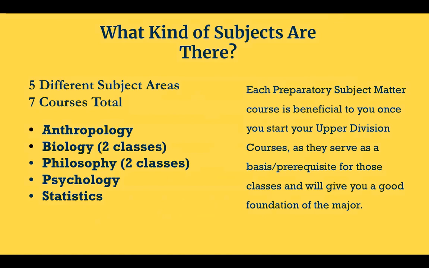There are 5 different subjects with a total of 7 lower division courses. These subjects include anthropology, biology, philosophy, psychology, and statistics. One class from each requirement must be taken from a list, with biology and philosophy having 2 required classes.